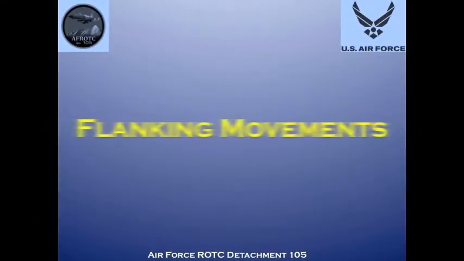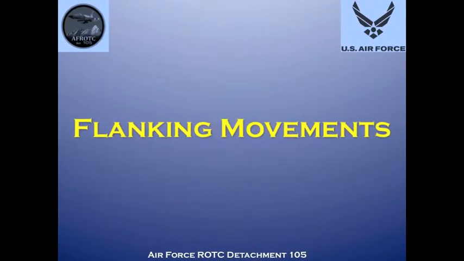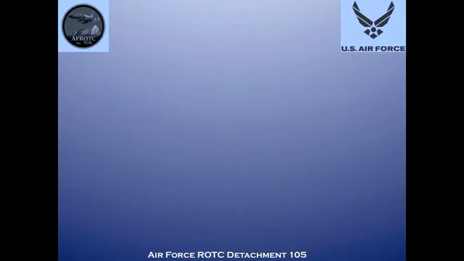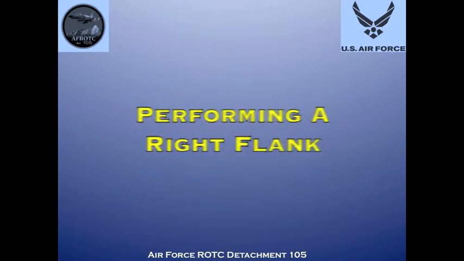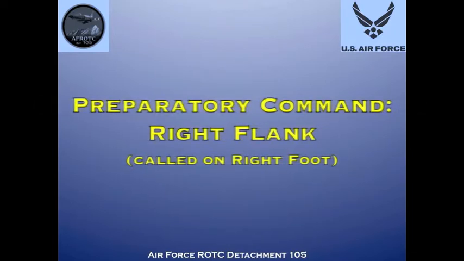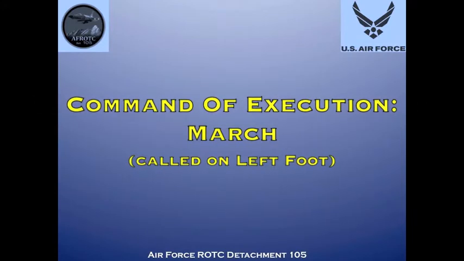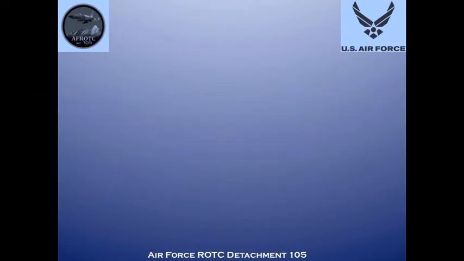Now that we've covered the basics of line formation, we may begin to learn some basic marching. From line formation, the flight commander may change the direction of the flight by giving the command right flank, march, or left flank, march. For a right flank, the preparatory command, right flank, is given as the right foot strikes the ground, and the command of execution, march, is given as the left foot touches the ground.